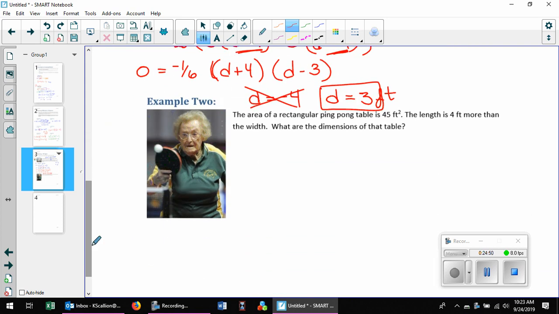All right, ping pong champion of the world. It's very hard to find a picture of ping pong people, but I'm very pleased with the one I found. The area of a rectangular ping pong table is 45 feet squared.